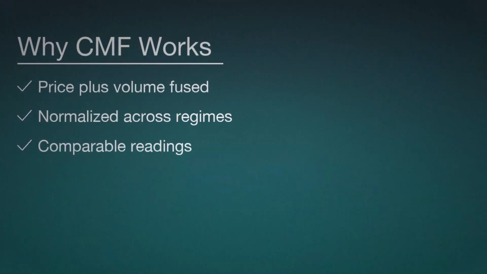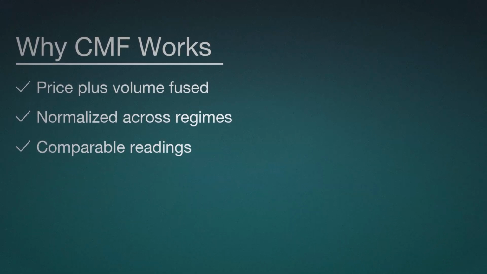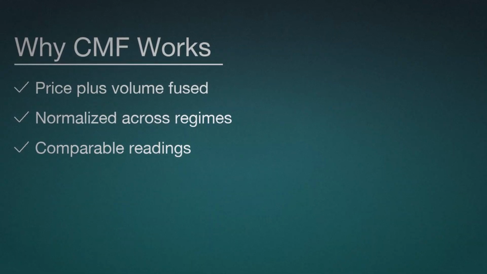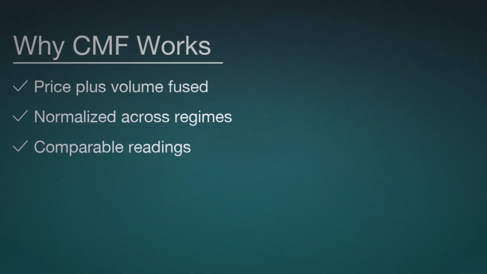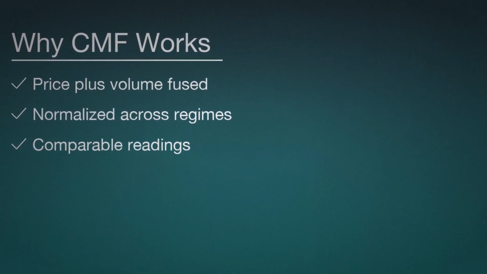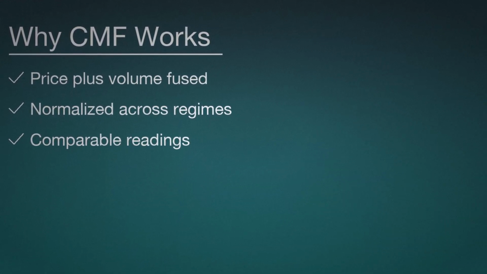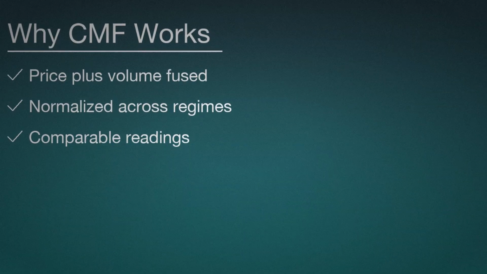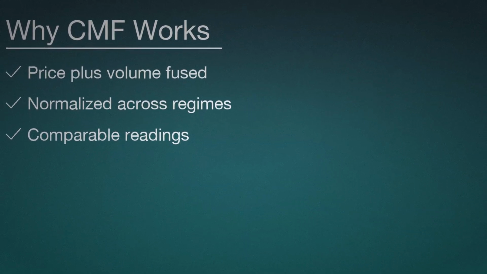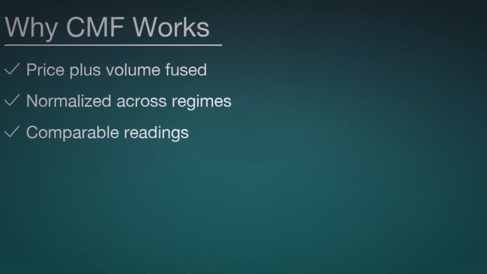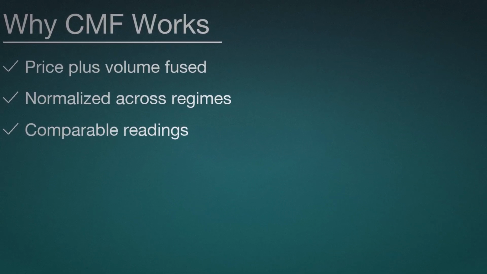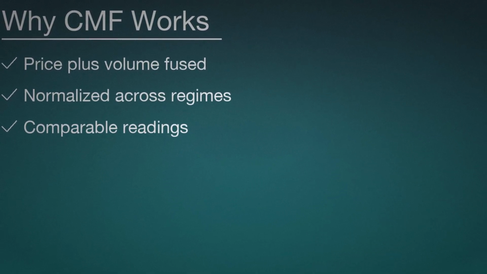CMF's strength is that it fuses 2 dimensions, where price closed in its range and how much volume backed that close into one number. Pure price oscillators miss conviction. Pure volume indicators misdirect. CMF answers both. It also normalizes by volume, so you can compare regimes. A CMF of +0.2 means the same thing in a quiet tape as in a frantic one.